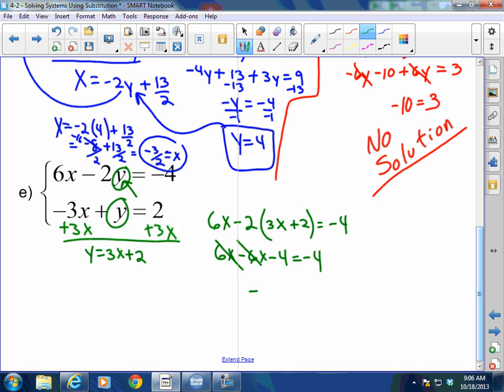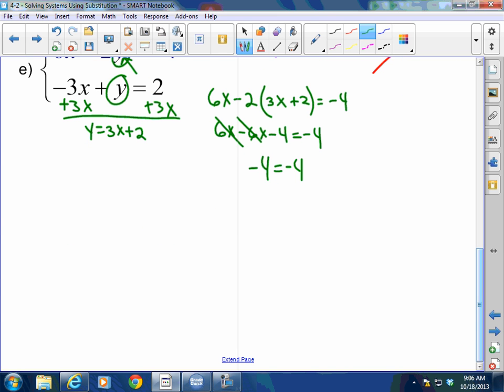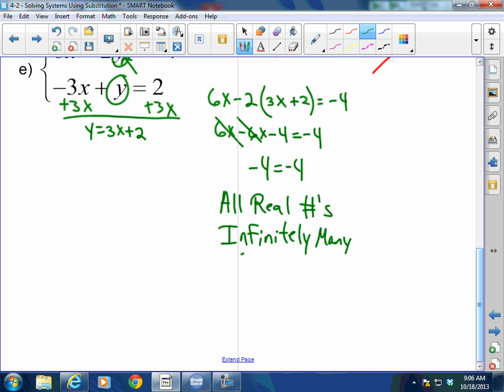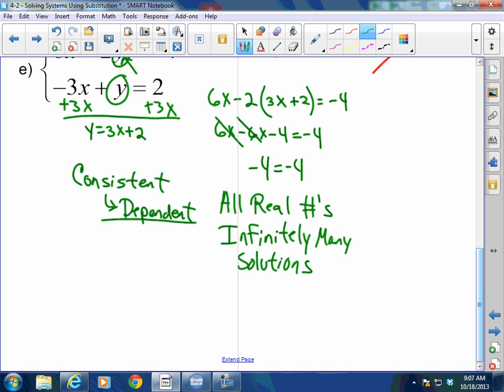The 6x's cancel. Wait a second. Negative 4 equals negative 4. What do I do with that information? This is all real solutions, yeah. All real numbers. Or you can put infinitely many solutions. What type of a system is this? It's a consistent dependent. Very good. Very good. Knowledge is power, my friends. Good job.